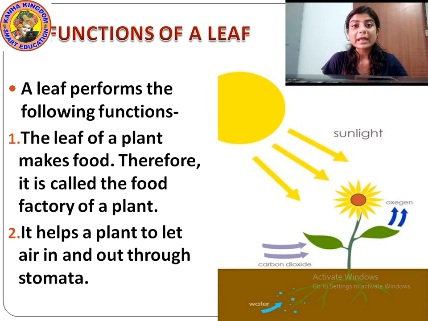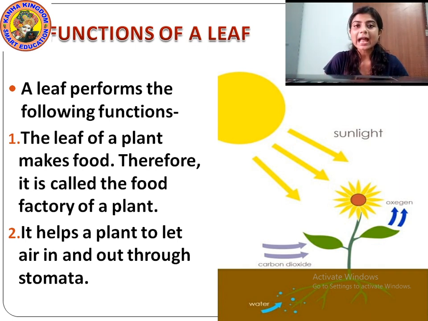So during the breakdown of food, when the food is being transported to the different parts of the plant, the plant takes in oxygen and liberates, that means gives out, carbon dioxide. Understood? And all the processes are done in the leaf. So this is the main function of the leaf: to prepare food for the plant body.